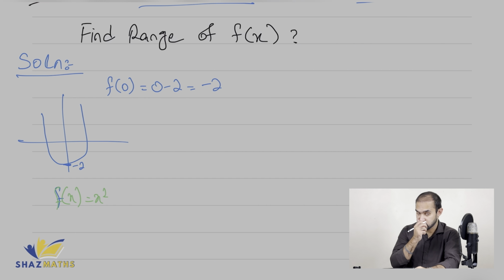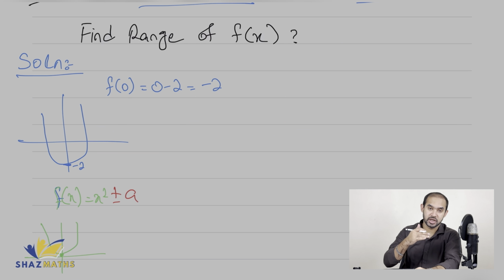Now if it is a function x square, that means it would always be a parabola, or a u-shaped graph, with the minimum point, or the vertex, at 0 0, right? And if we add or subtract anything to the function itself, the function will be translated in the y direction. If we are subtracting anything, it will be translated in the negative y direction. If we are adding anything, it will be translated in the positive y direction.